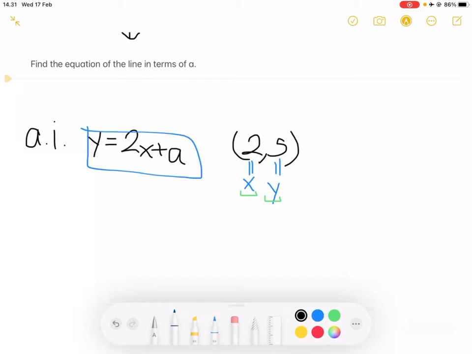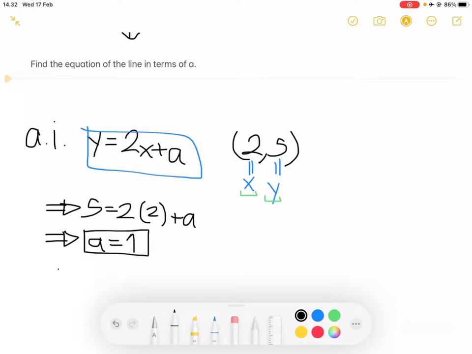So after substituting this, we'll get 5 equals 2 times 2 plus a. You can just do all that stuff and you'll get that a is equal to 1. This is the first answer.